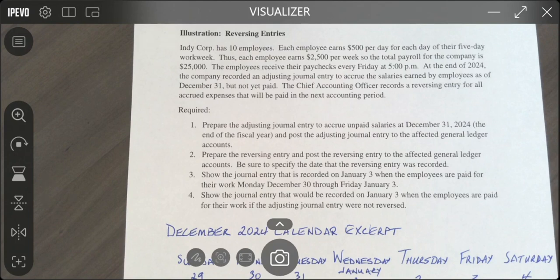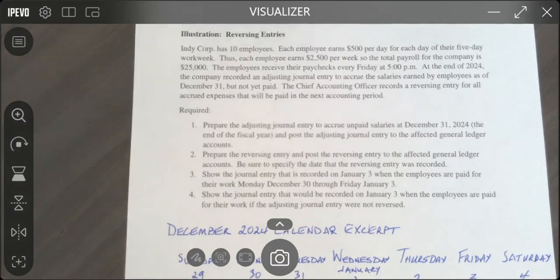We will then roll the clock forward a couple days and we'll show the journal entry that's recorded on January 3 when the employees are paid for their work for the week, Monday, December 30 through Friday, January 3. In addition, we'll show the journal entry that would have been recorded at the end of the week when the employees were paid for their work if the adjusting entry we recorded at December 31 were not reversed.